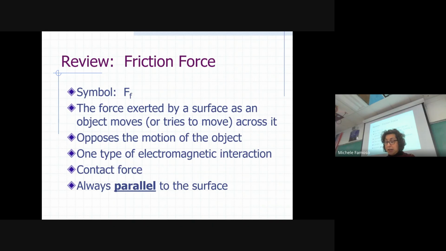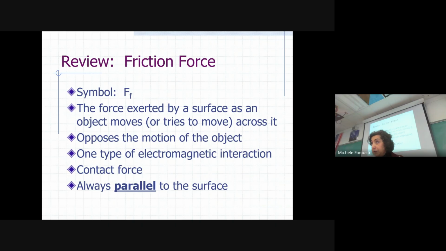And then friction force is Ff. This is the force exerted by a surface as an object moves or tries to slide across the surface. It will always try to oppose any motion that might be there. It's an electromagnetic interaction, which means it's in the second strongest category of force we have, the strongest being the strong nuclear force. This type of force only exists when surfaces are in contact, and it will always be parallel to the contacting surface. That's all review from your notes back in section A.